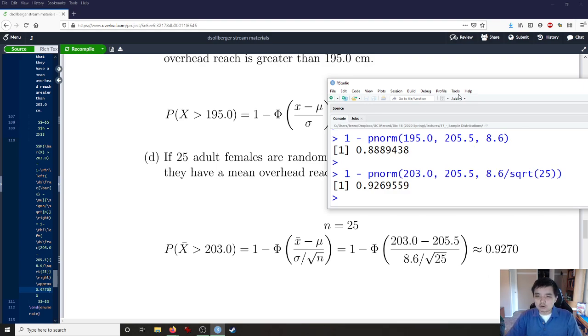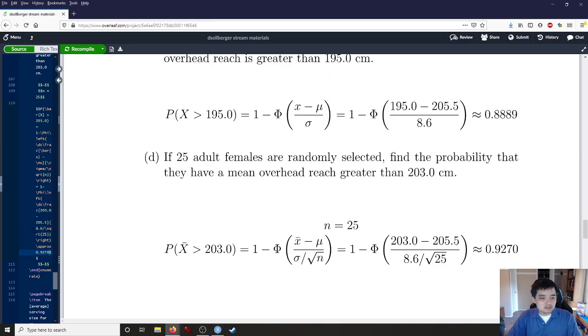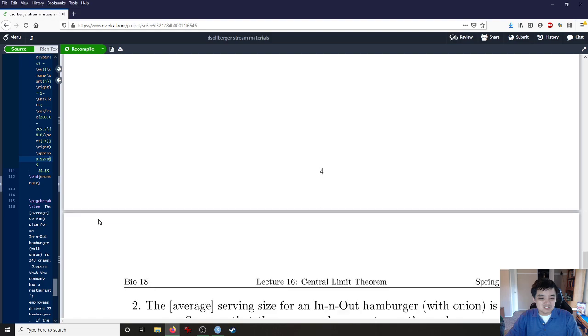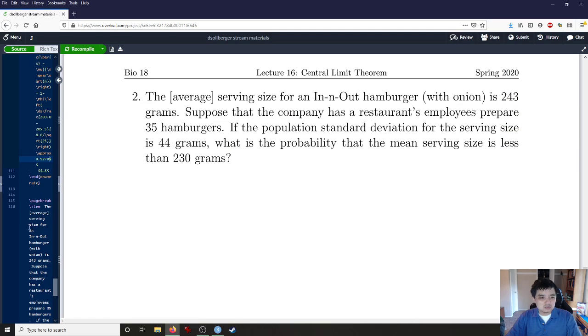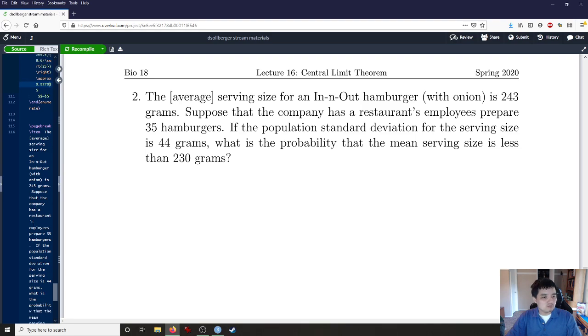All right, so we'll go ahead and move on to a much more modern example. My usual cravings for In-N-Out hamburgers.